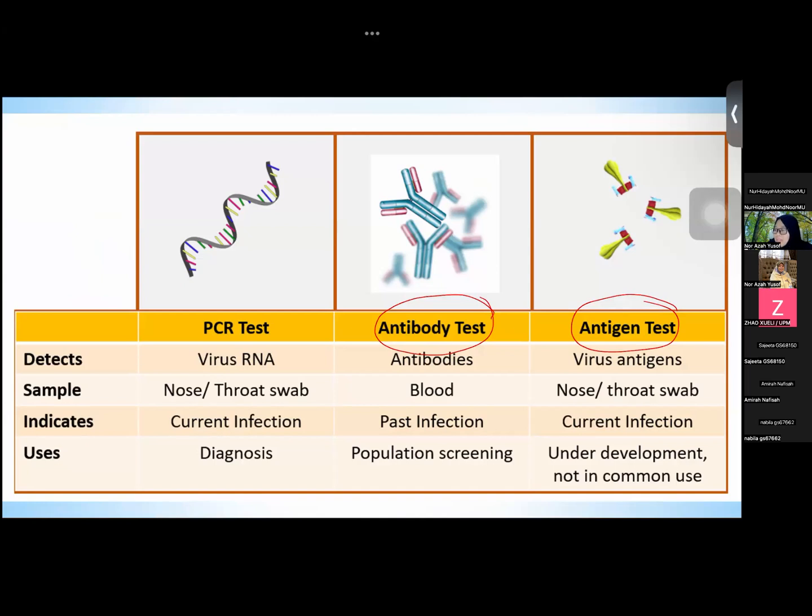The antibody test is also considered an immunosensor because it involves antibody, but there is a difference between the antibody test and the antigen test. Now you can see this is the comparison between the antibody test and the antigen test. As you can see, the sample for the antibody test usually is blood, because that is where the antibody exists in our body. It is blood.